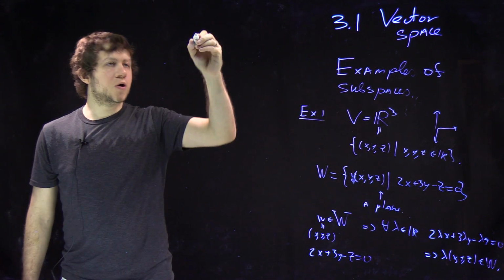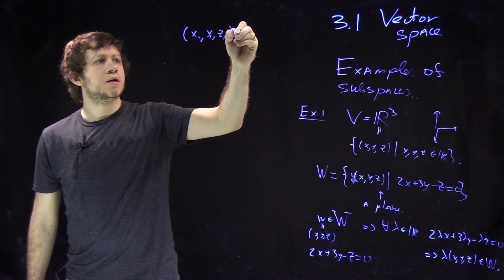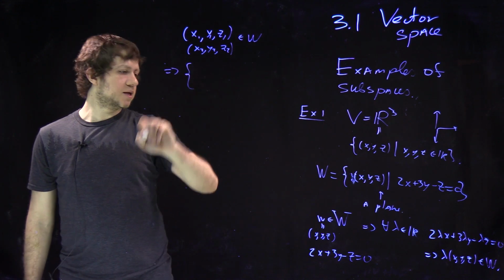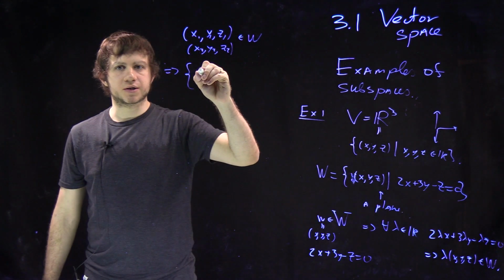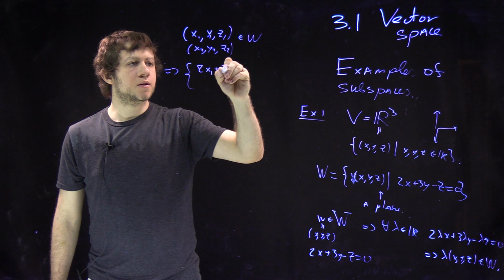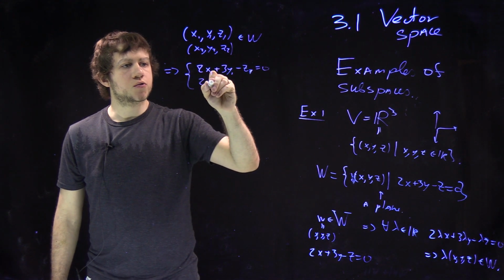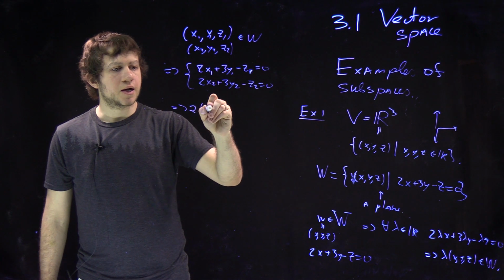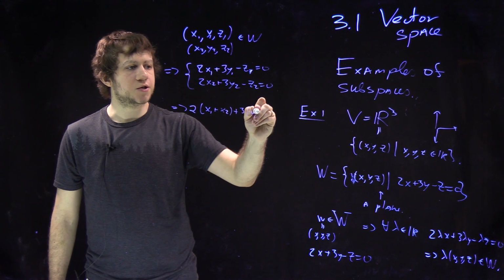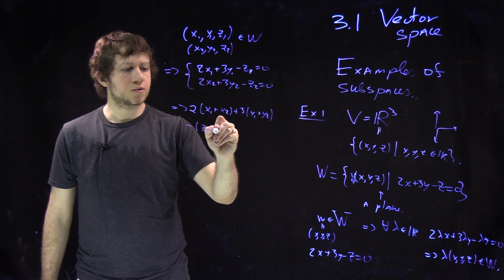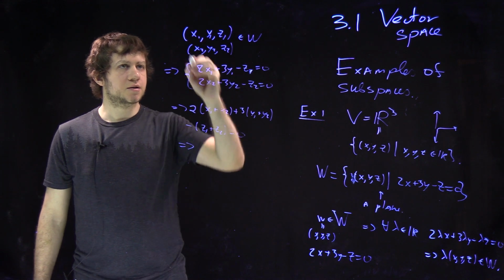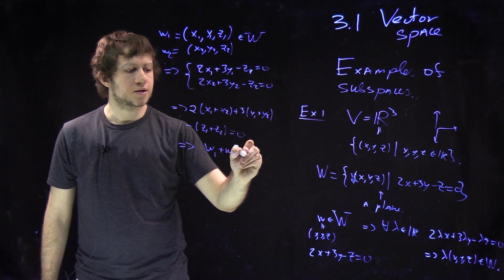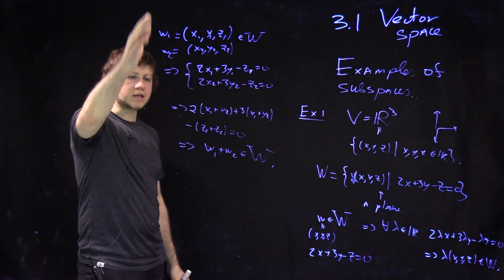And similarly, if we know that (x1, y1, z1) and (x2, y2, z2) are inside W, then we know that simultaneously they both satisfy the same linear equation: 2x1 plus 3y1 minus z1 equals 0, and 2x2 plus 3y2 minus z2 equals 0. And then we can just add them up and we get 2(x1 plus x2) plus 3(y1 plus y2) minus (z1 plus z2) equals 0, which implies that if this was w1, this is w2, this is big W, then w1 plus w2 is inside W. So that's an example of a computation like that.